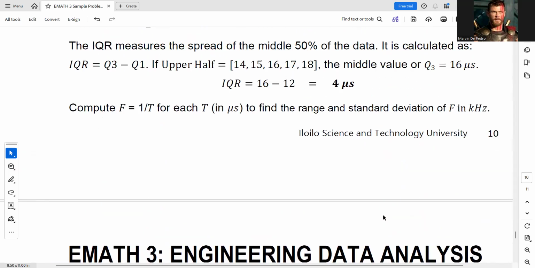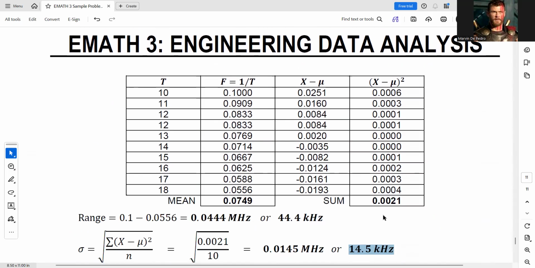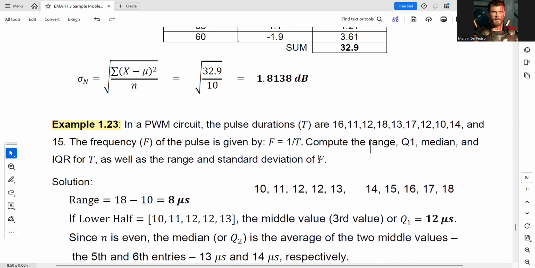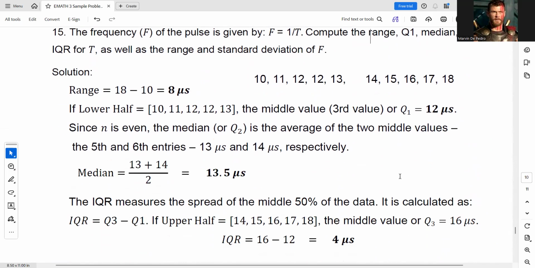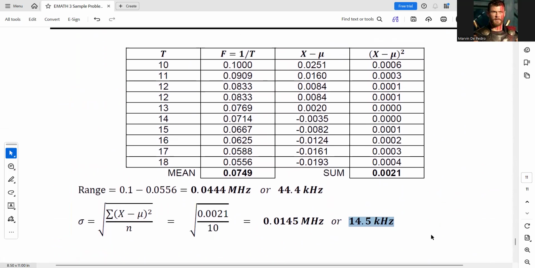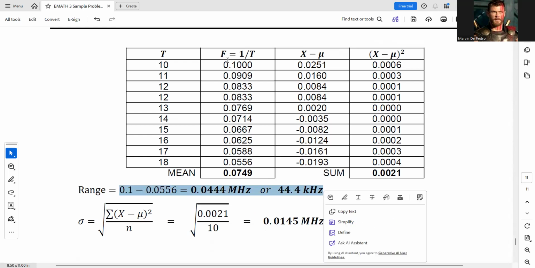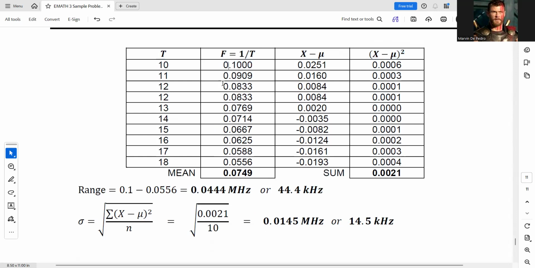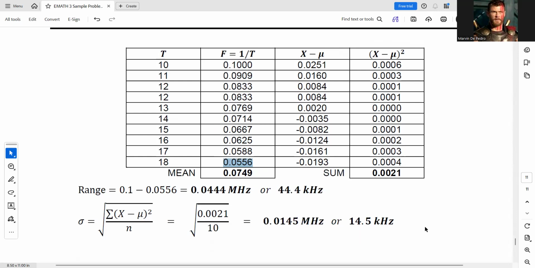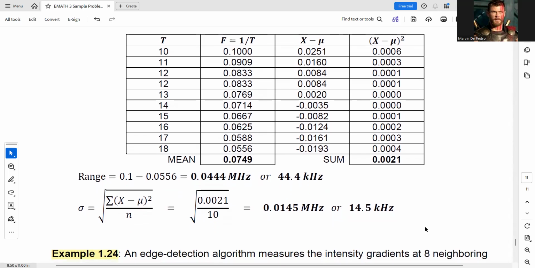But let's see if it is being asked. Compute. Okay, it doesn't ask. So we can have either of these final answers, either in megahertz or kilohertz. If we are asked for the range, we can also just take the difference between the highest, which is this one, and the lowest, which is this one. Okay, so that's all for the second example.